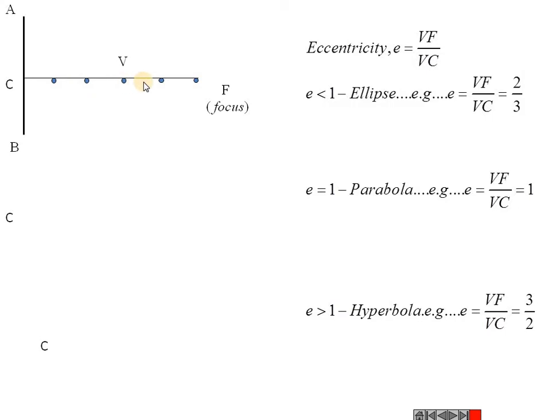So 1, 2, 3, 4 and 5. Now in this case, VF is having 2 divisions, so 1, 2. So here we have to mark V. VC is having 3 divisions, 1, 2 and 3.